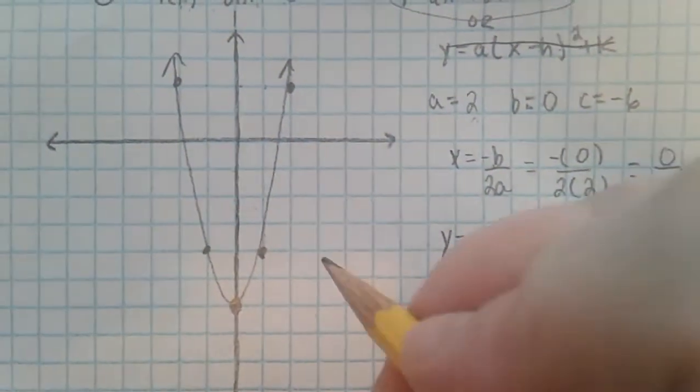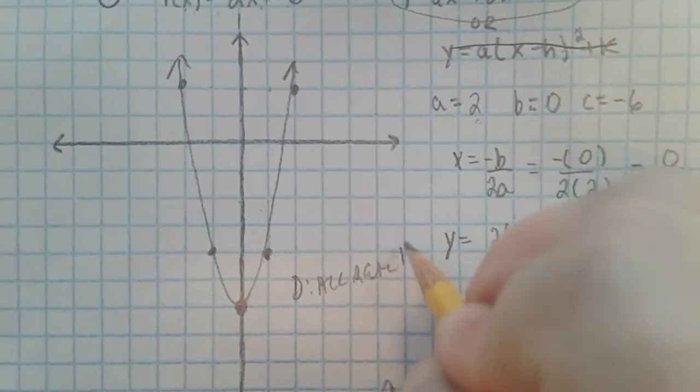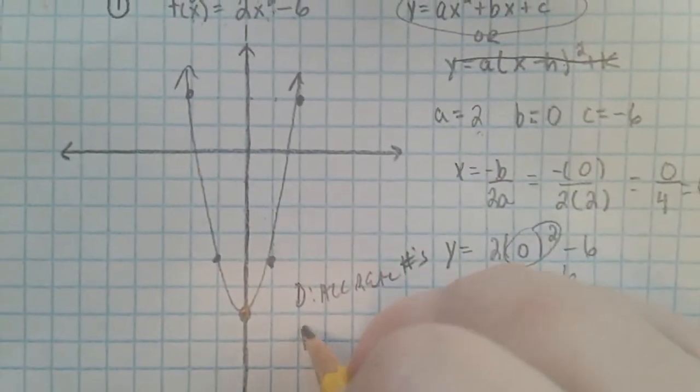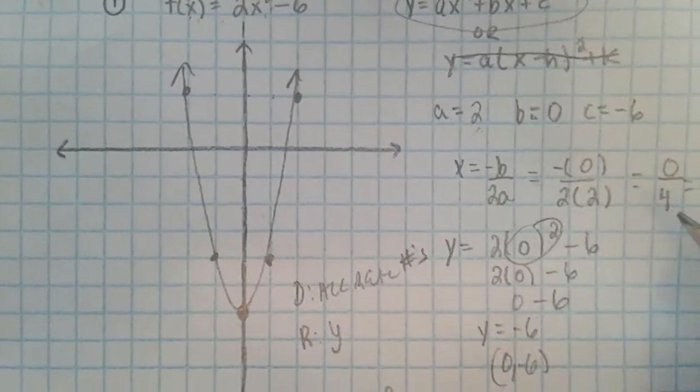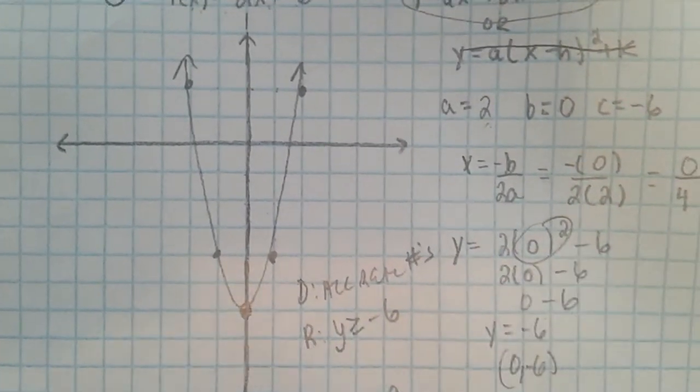Draw in my curve. The domain we said is all real numbers. The range always deals with the y-coordinate of our vertex, which is negative 6. This opens up, so it's greater than or equal to.